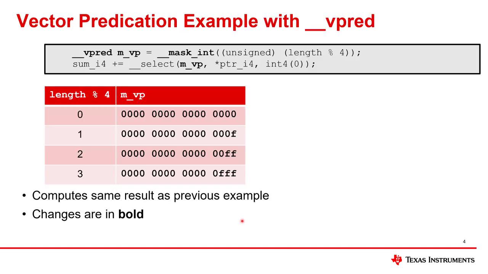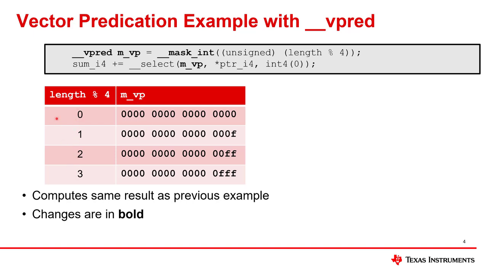Here is the same example rewritten to use vpred. So here's the type name vpred. Change the variable name to m_vp for vpred. The intrinsic that's being used is mask int. It's slightly different, but it does the same thing. It's just that it returns a vpred variable. The input is the same, and so this table shows you what's happening.